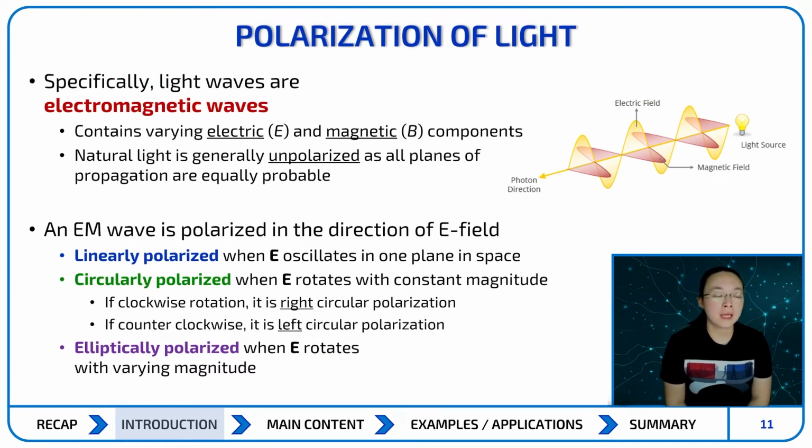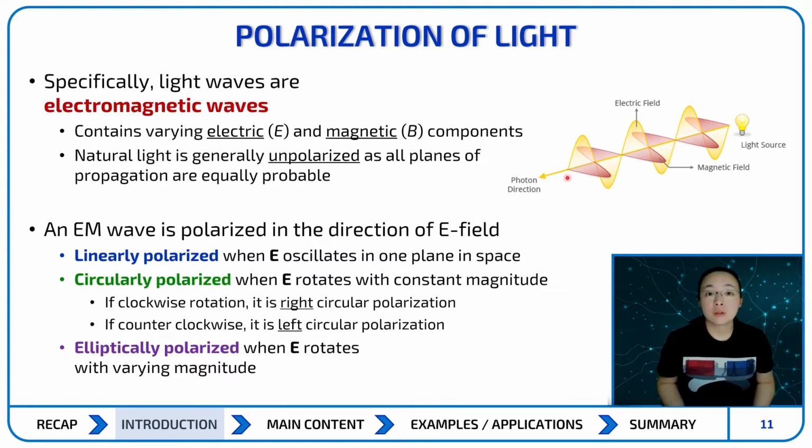Now that we're talking about light as a wave, we should remember from our previous study in our audition that any wave can be represented by a sinusoidal function. Essentially, light waves are electromagnetic waves, and you can see the sinusoidal nature of the wave over here. But because of the way light is, it contains a changing electric and magnetic component. So natural light is generally what we call unpolarized, as all the planes of propagation are equally probable.